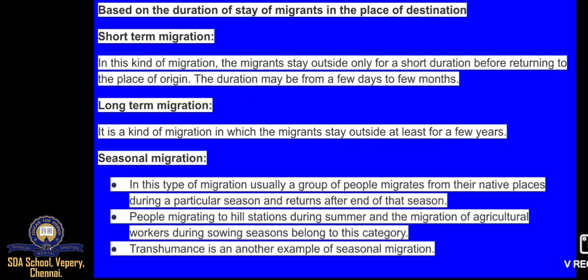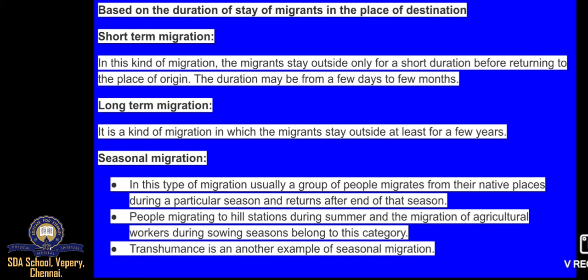And next, based on the duration of stay of migrants in the place of destination. First one, short-term migration. In this kind of migration, the migrants stay outside only for a short duration before returning to the place of origin. The duration may be from a few days to a few months. And next, long-term migration. Long-term migration is a kind of migration in which the migrants stay outside at least for a few years.